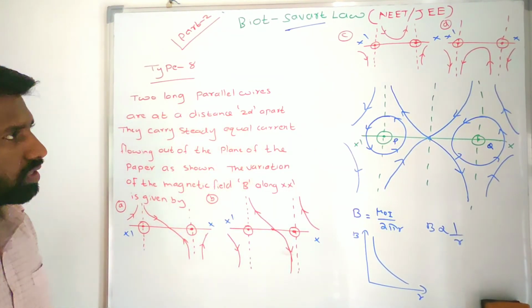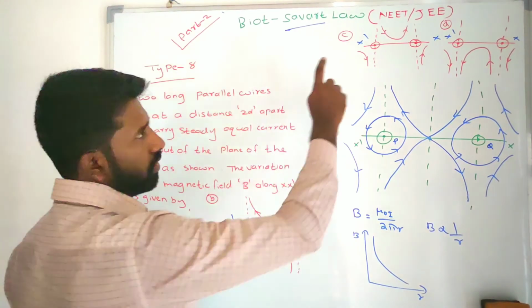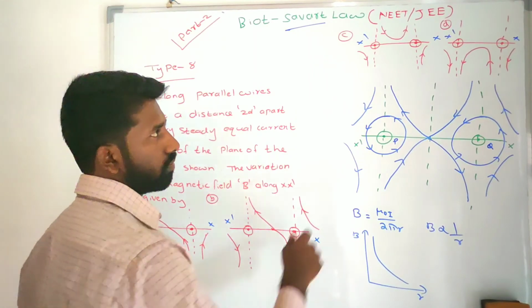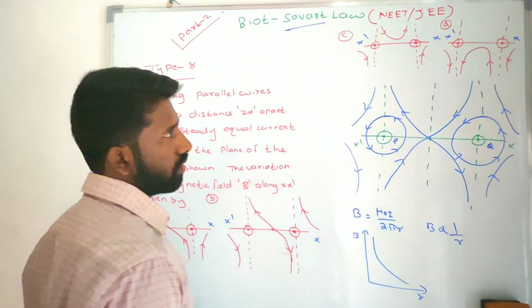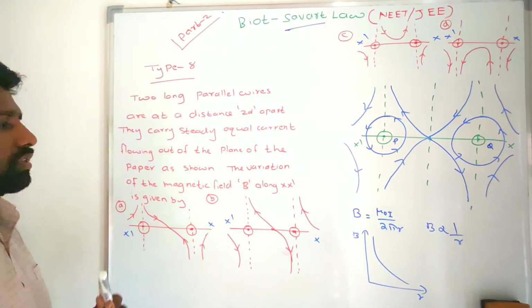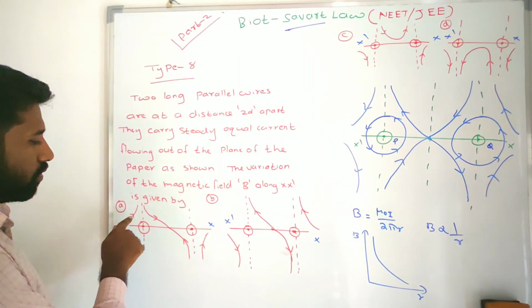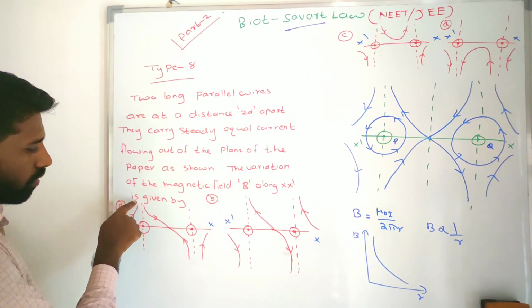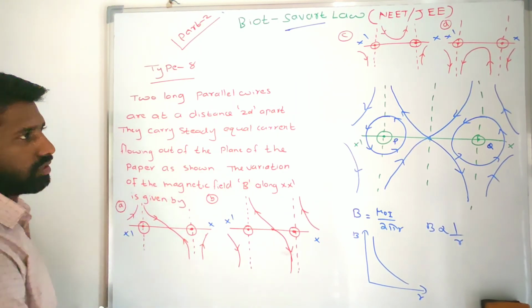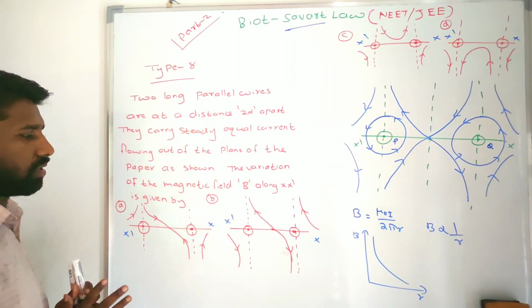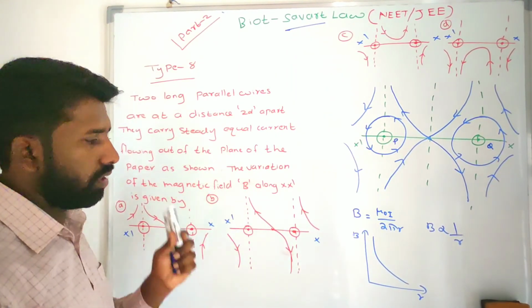In this, which is the correct answer? C and D are not possible because the midpoint magnetic field is 0, but there is no such portion in C and D. So C and D are not the correct answer. Then you look at A. In A, you look at here. Here it is going like this. But actually we got the magnetic field like this. So this is not the correct answer. Then I think B is the correct answer.